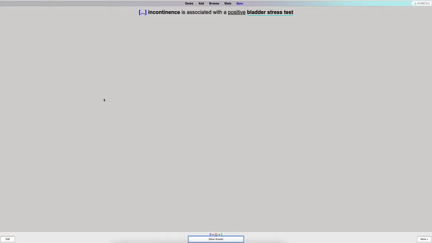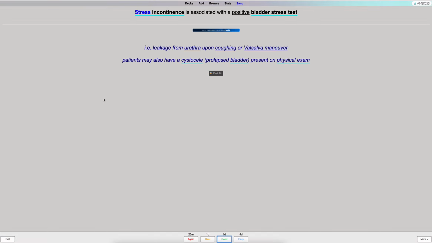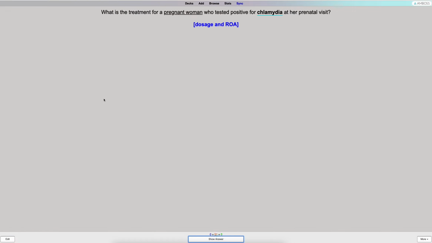Positive bladder stress test: stress incontinence. Treatment for a pregnant woman who tested positive for chlamydia: azithromycin. Management for a patient with short cervix on TVUS, no history: expectant management using progesterone.